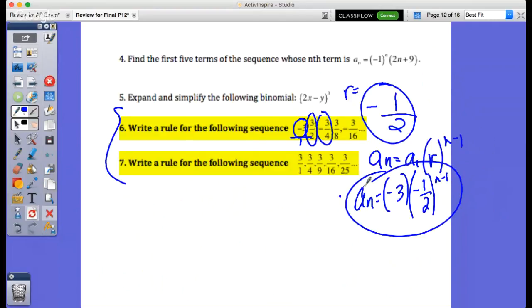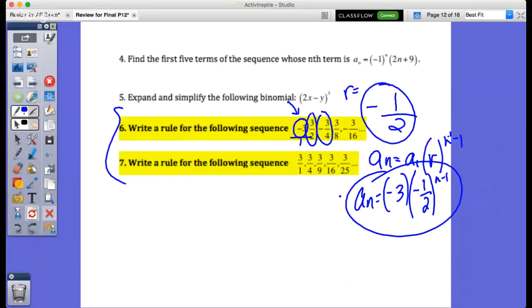Can you explain why it's n minus 1? Where's the -3 from? It's just the first term in my sequence. That would be a1. But I can do this only when the sequence is geometric, when I'm multiplying by a common number, a ratio we call it.